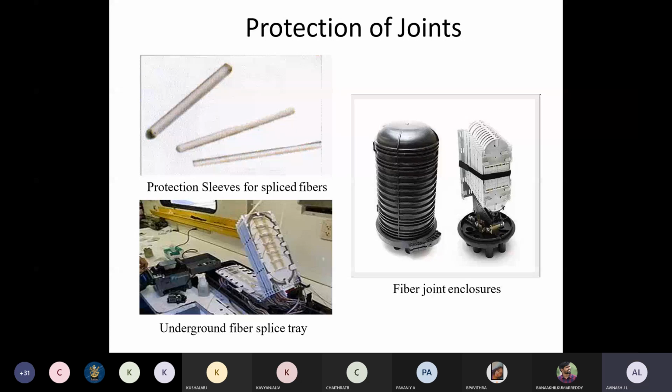Next is protection of joints. For the protection of joints, there are things like protection sleeves for spliced fibers that are available. The second thing is the underground fiber splice tray. The third thing is fiber joint enclosures. All these things will protect the fiber joints.